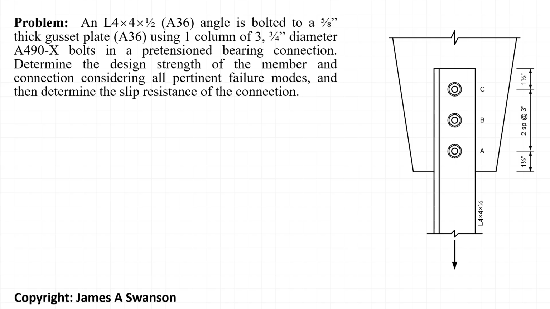The goal of this example is to determine the design strength of the member in connection considering all pertinent failure modes, and then determine the slip resistance of the connection.